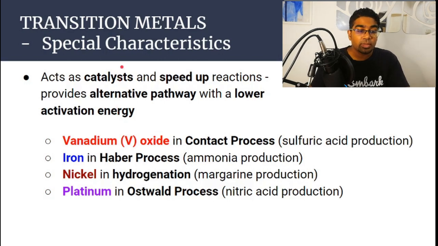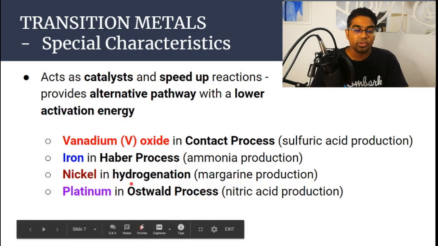So, transition metals can act as catalysts. And here are some examples. Vanadium(V) oxide is used in the contact process. The contact process is the production of sulfuric acid. And then we have iron. Iron is used in the Haber process for the production of ammonia. Nickel is used in hydrogenation in the production of margarine.